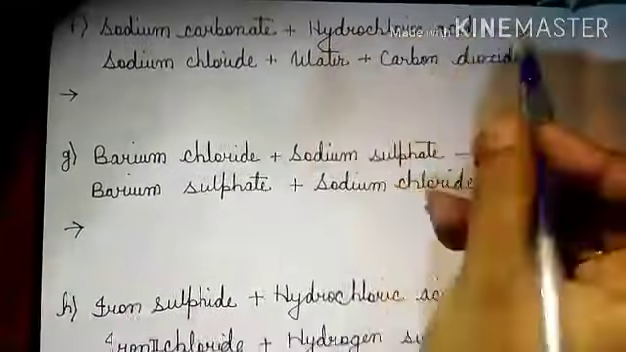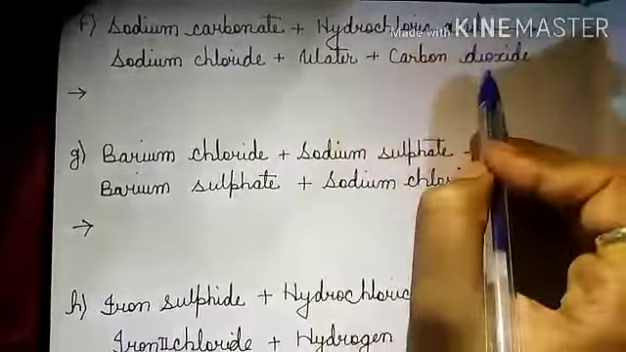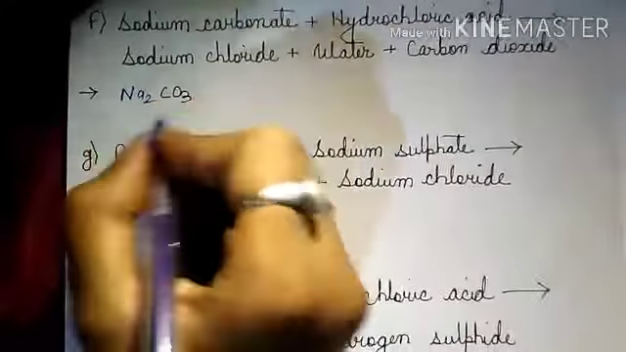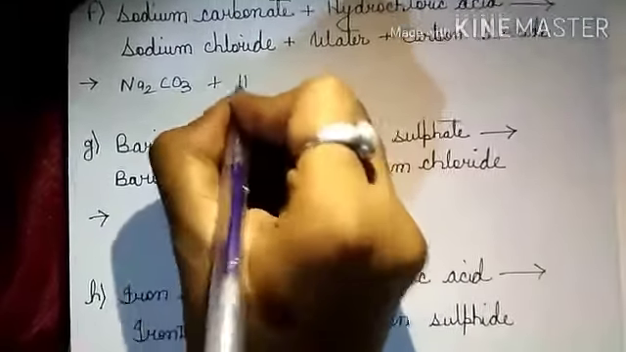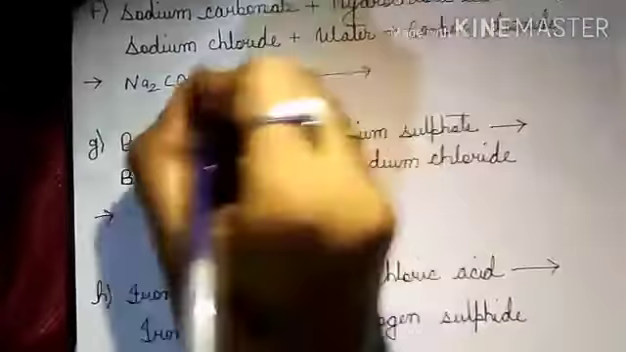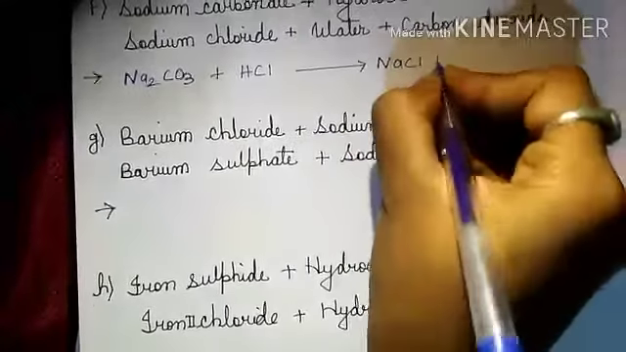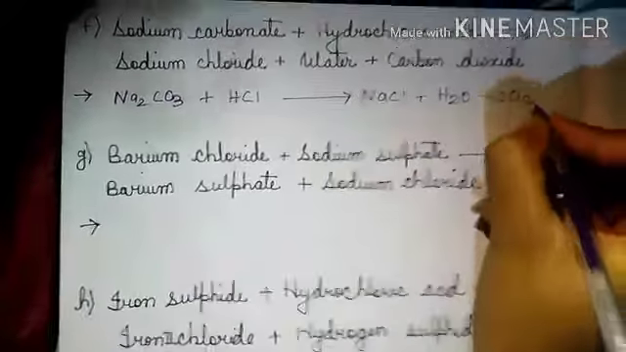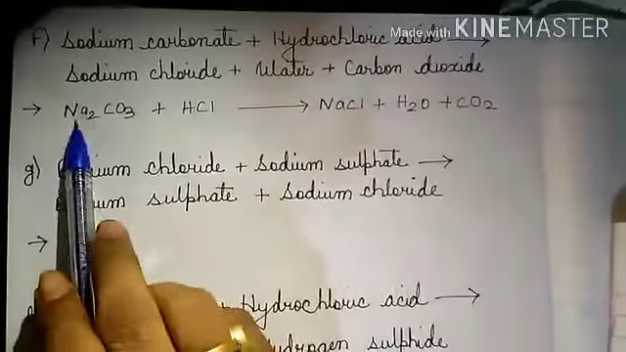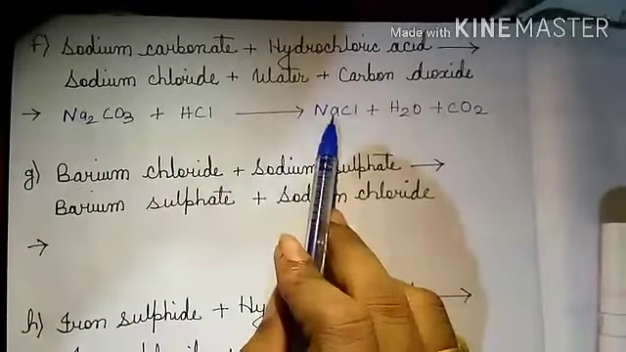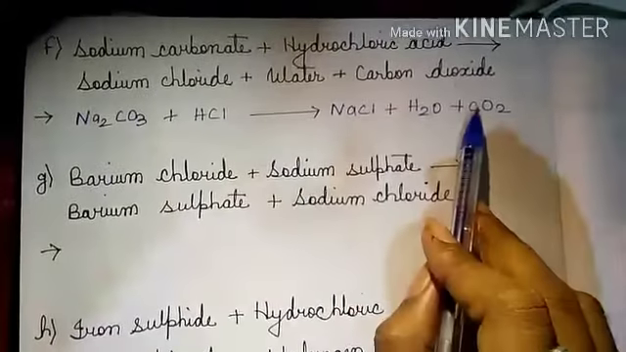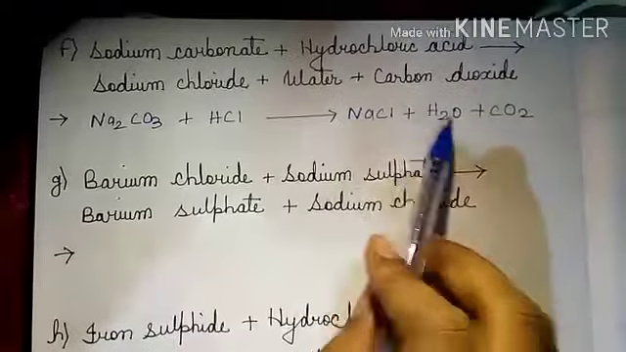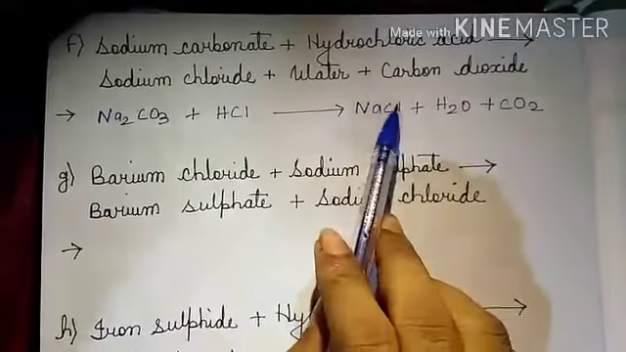Sodium carbonate plus hydrochloric acid gives sodium chloride, water plus carbon dioxide. We know sodium carbonate is written as Na2CO3 plus hydrochloric acid is what? HCl, and sodium chloride is what? NaCl. Then we get H2O and carbon dioxide. Now we'll see whether the equation is balanced or not. See, there are two sodium atoms, and in the product there is one sodium atom. Oxygen is 3 on the reactant side, and on the product side also 3. Hydrogen here is 2, but on the other side there is 1 hydrogen atom, and chlorine is 1.